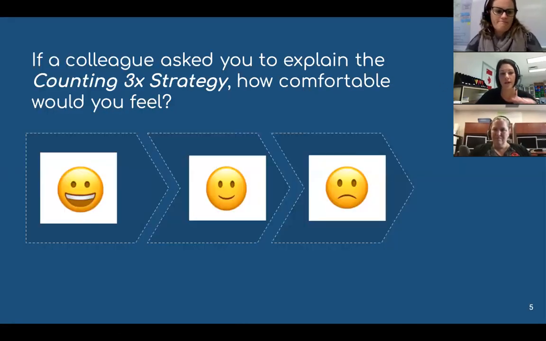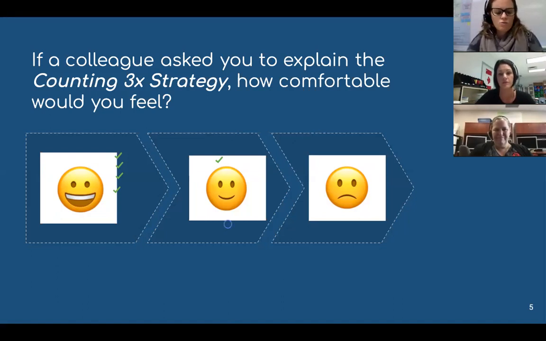All right. So one more question we want to see, just because we want to get a feel for the audience and how comfortable you are with some of these early strategies. If a colleague asked you to explain the counting three times strategy, how comfortable would you feel? So we just want to see where you are at. If you could annotate, if you feel really good about it, you feel like you could run a PD day on it for us, or if you're in the middle, or if you're not sure, just let us know where you are comfort-wise with this.